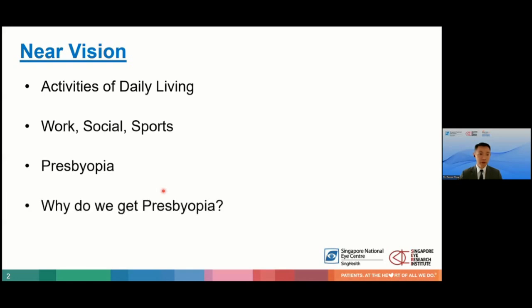So I will talk about why we get this presbyopia condition, how we can manage this condition in our daily life, and also explain why others are able to manage without glasses and what kind of procedures they have done that allow them to be free of reading glasses.